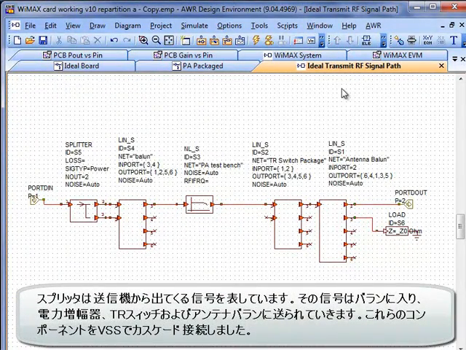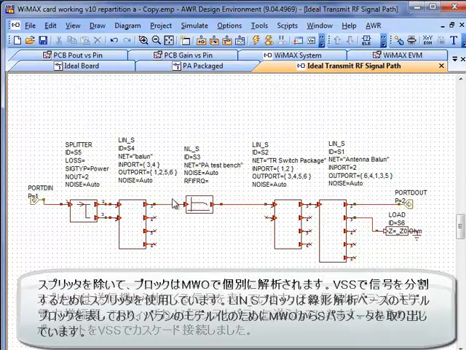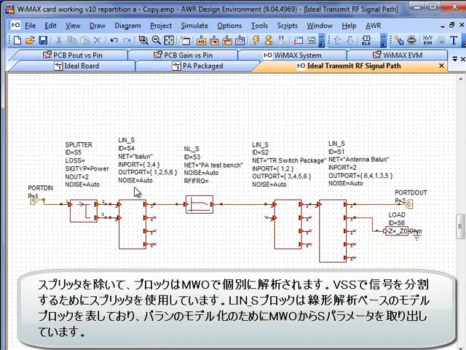Well, now I could take all of these chips, my splitter, which represents the signal coming out of my transceiver, my balun coming out of my transceiver into my power amplifier, the TR switch, and an antenna balun, and I can cascade these together in VSS. Now each one of these models individually comes from Microwave Office with the exception of the splitter, and I'm just using that to split my signal here in VSS. But as a LinS block, I'm modeling my balun. So this is taking the S parameters from Microwave Office and representing them as a linear simulation-based block.